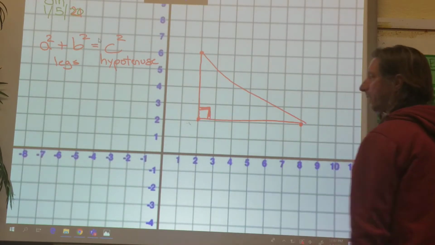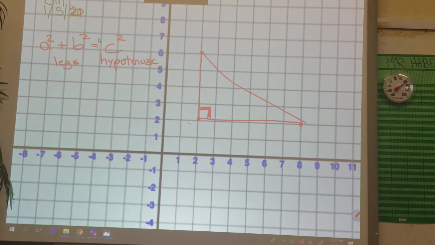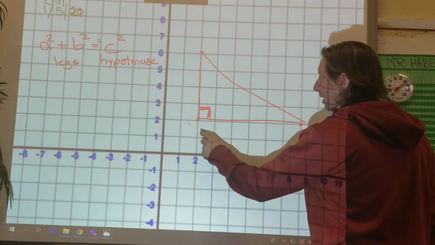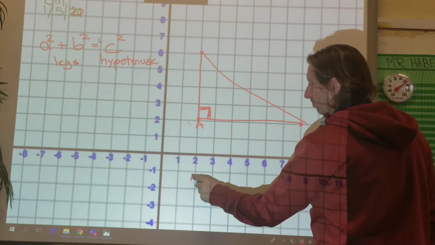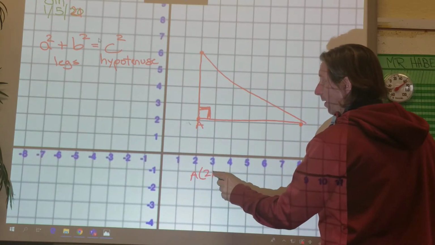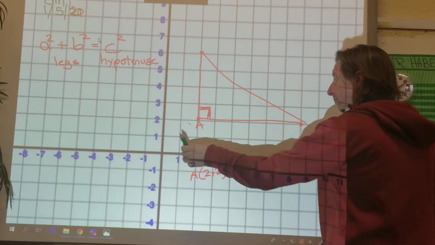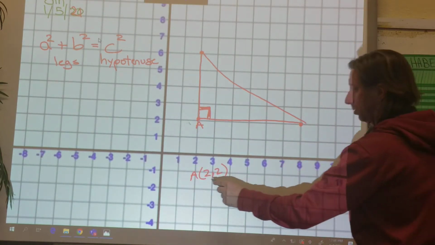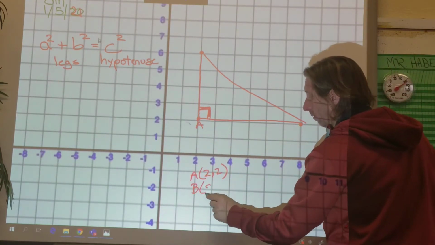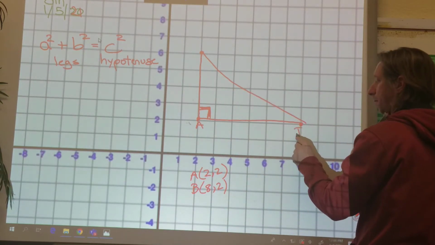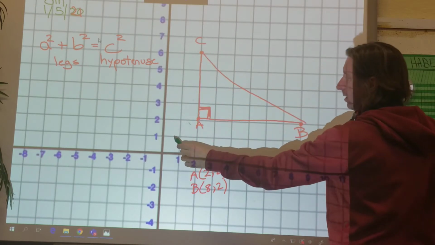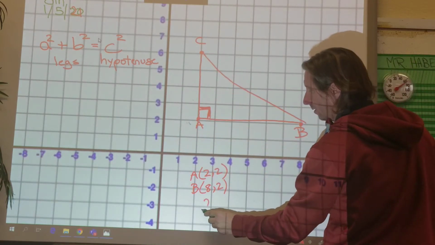Now, in this one, they're not going to give you any of the measurements. They may just tell you the coordinates. They may say point A is at 2, 2. And they may have you graph it. Now, I can't do that because you guys don't have graph paper. Say B is at 8, 2. And then they may say C is at 2, 6.